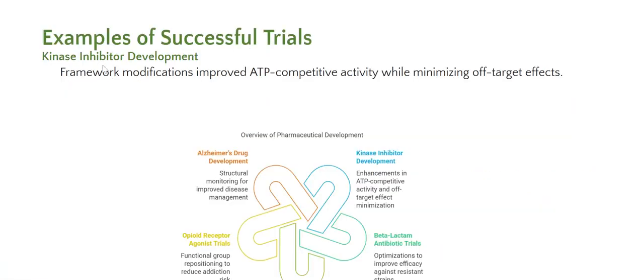Examples of successful trials. Here we have kinase inhibitor development: framework modifications improved ATP-competitive activity while minimizing off-target effects. And here's a diagram summarizing the overview of pharmaceutical development. All the examples that we have in this lecture are summarized in this diagram, examples of successful trials.